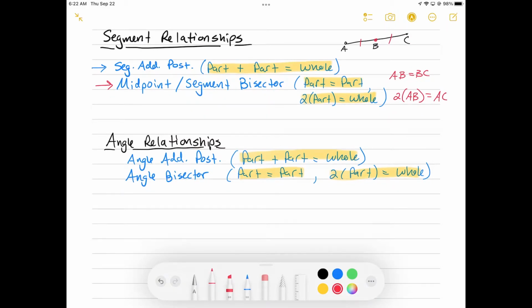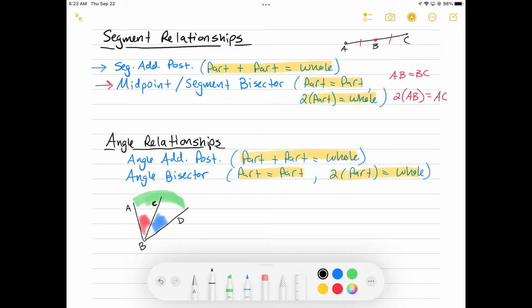But we also have angle relationships that kind of work out the same way. So if I've got an angle situation where 2 angles are adjacent and they form a bigger angle altogether, again, part plus part would equal whole. So if I label these points here, then I know angle ABC plus angle CBD have to equal the same as the total angle ABD. Okay, part plus part equals whole.